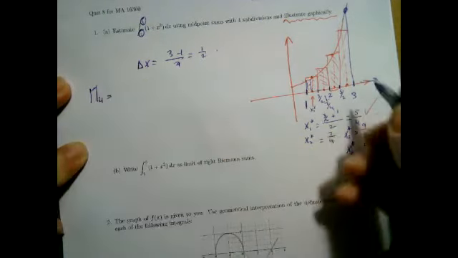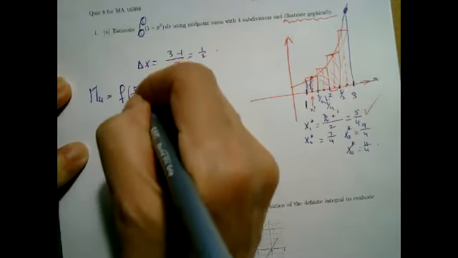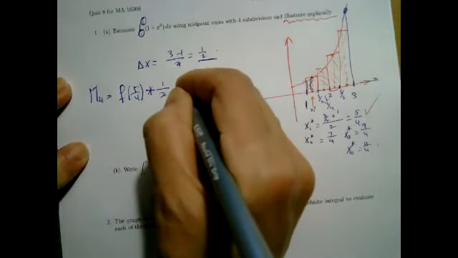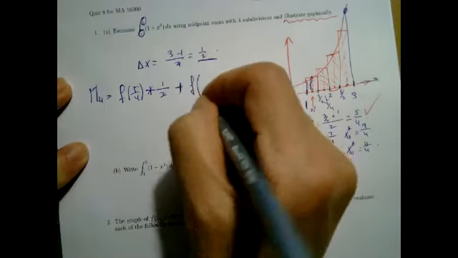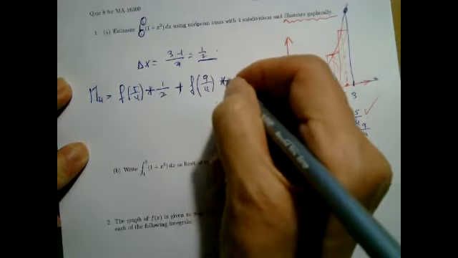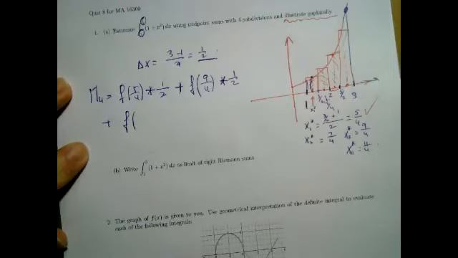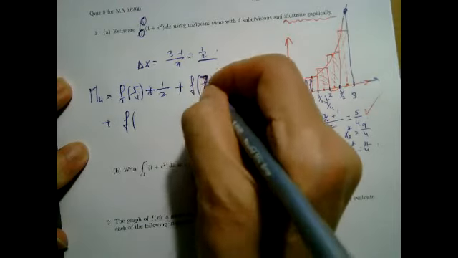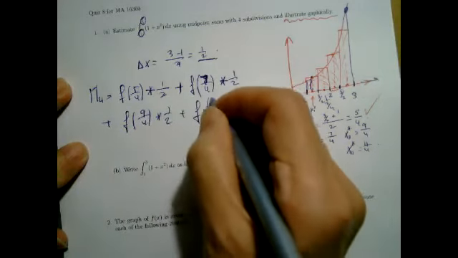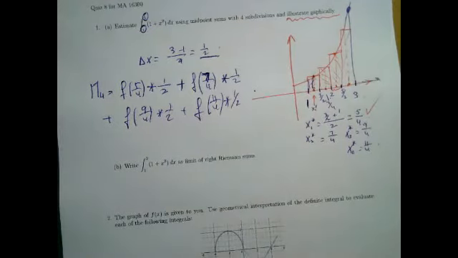M4 is the height, which is F at 5/4, times the width. And then we proceed. 5.94 plus, and so on and so forth. I felt I missed something. 9 over 4 times a half, and finally 11 over 4 times a half. And then you compute, there was no problem with the computation.